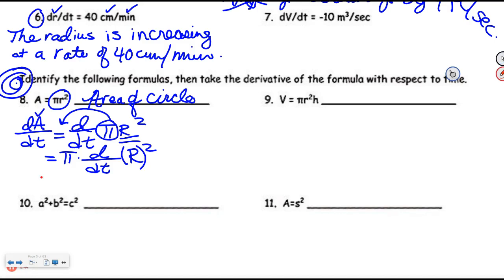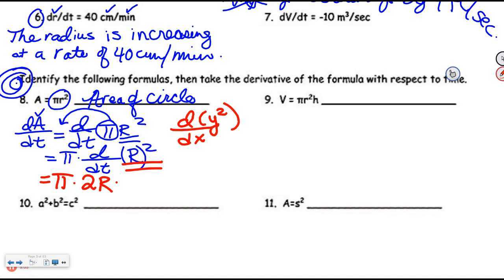So the pi will hang out front, and my derivative of r squared is equivalent to what we did when we did implicit, and we would do the derivative of y squared. We would say it was 2y, y prime. Well, the derivative of r squared is going to be 2r times, but we're not going to call it r prime. We're going to call it dr dt, the rate that the radius is changing. So when I clean this up, I would say the derivative would be 2 pi r times dr dt.